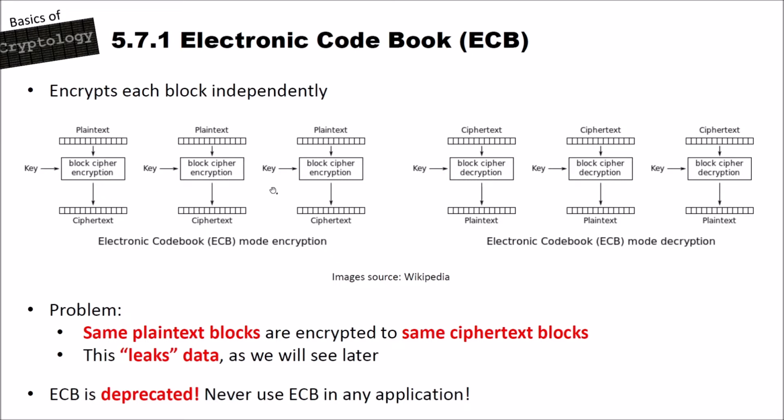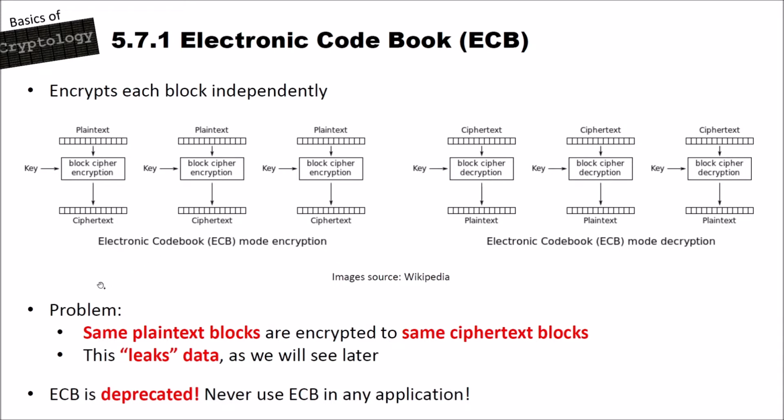Now, how do we decrypt then these blocks? We just use the same block cipher, of course, with the same key. And then for the first ciphertext block, we decrypt, getting our first plaintext block back. Then for the second ciphertext block, we do the same. And for the third ciphertext block, we do the same. So each block is encrypted and decrypted independently.